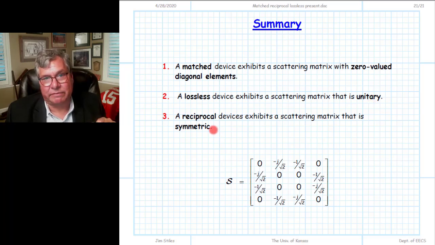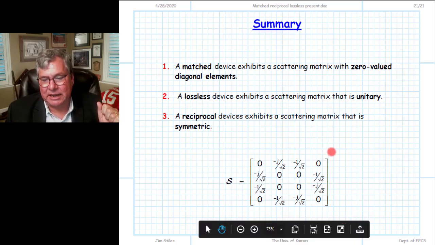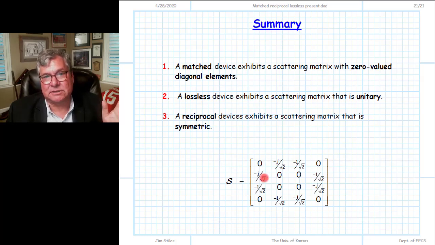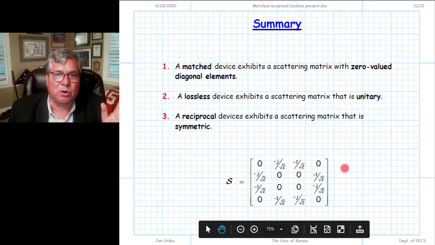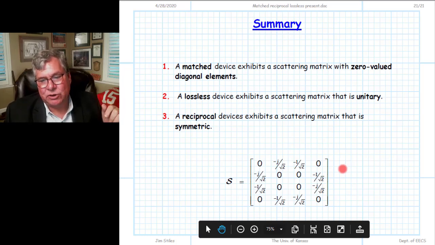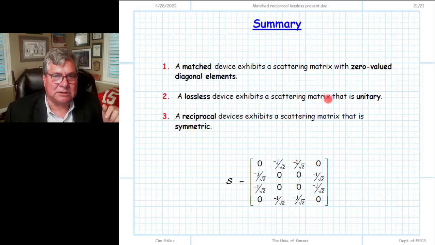And finally, a reciprocal device is one that creates a scattering matrix that's symmetric, and therefore any device with a symmetric scattering matrix is reciprocal. And so this example down here, again, if we look at it, has all of those characteristics. It's symmetric, so it represents a reciprocal device. It has zero-value diagonal elements, so it is a matched device. And likewise, if you look at the columns, you'll find they form an orthonormal set, and so it is a unitary device, and therefore represents a lossless four-port device.